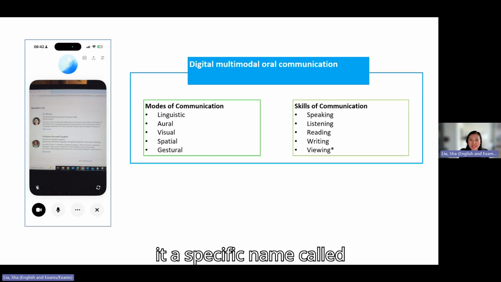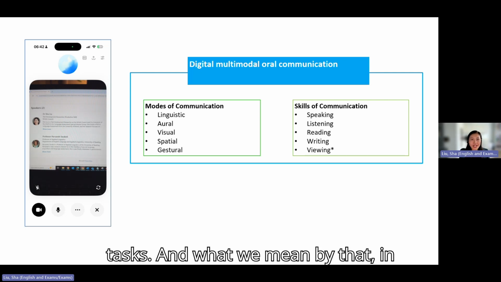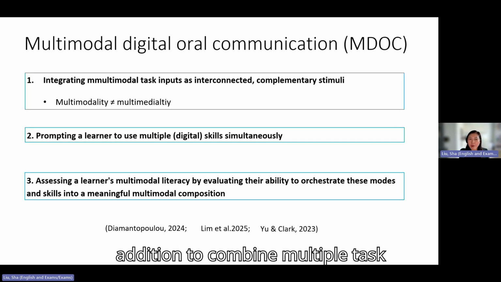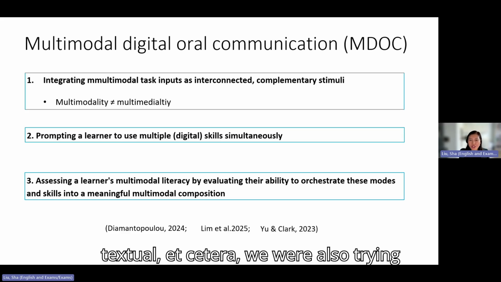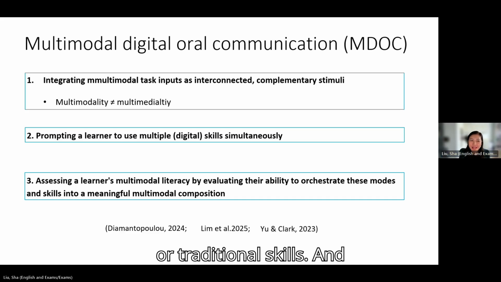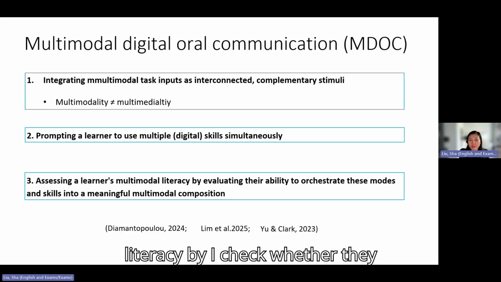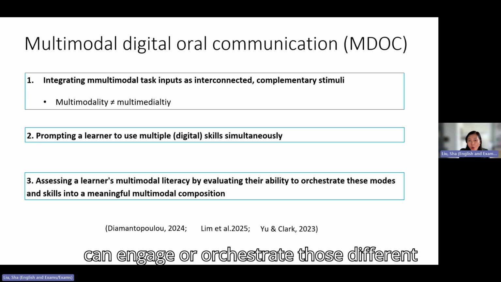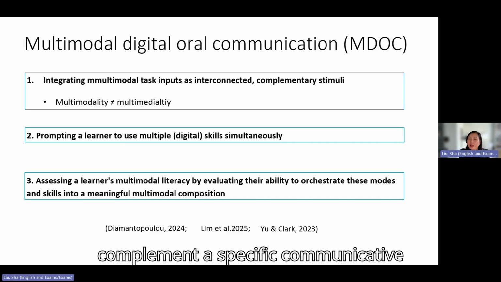And now we are giving it a specific name called digital multimodal oral communication, especially unique in the AI-mediated speaking assessment tasks. And what we mean by that, in addition to combining multiple task inputs such as image, video, oral, and textual, etc., we were also trying to prompt the speaker to engage with multiple digital or traditional skills. And the most important purpose being, we would want to assess the learner's multimodal literacy by checking whether they can orchestrate those different modes and skills in order to complement a specific communicative goal.